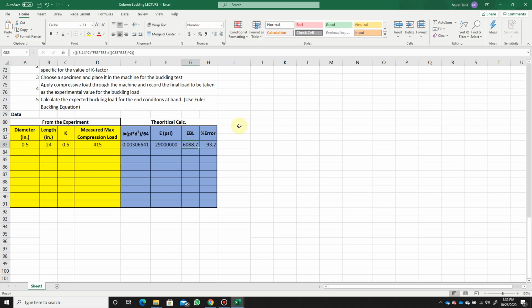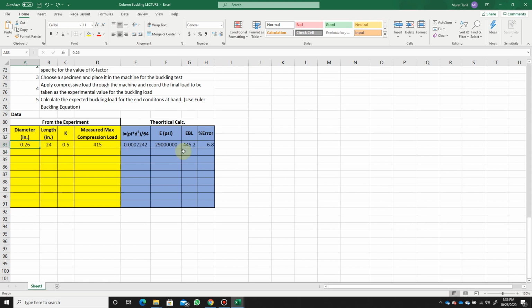Elastic buckling load is 6088 psi, right? So by increasing the diameter, I was able to increase the elastic buckling load, which is the critical buckling load of the structural member that I tested. So you can compare this value with the previous one, 445 psi.